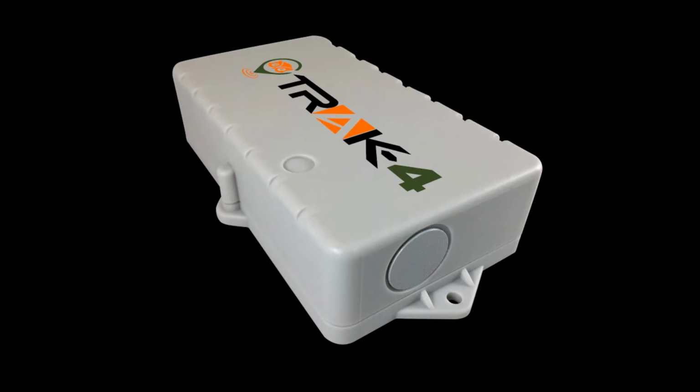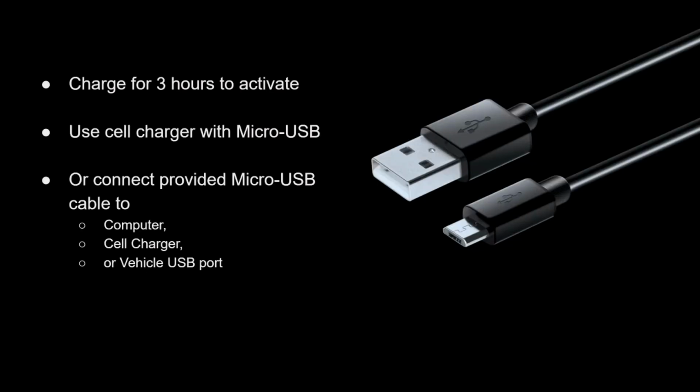In this video, I will show how to activate a Trak-4 and get started with GPS tracking. First, plug in your Trak-4 for charging. We recommend 3 to 5 hours of charging to activate the Trak-4. You can use a typical cell phone charger with a micro USB connector, or you may use the provided USB cable connected to a cell phone charger, computer, or vehicle USB port.